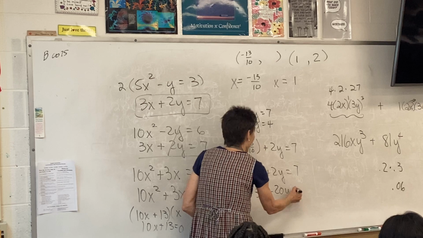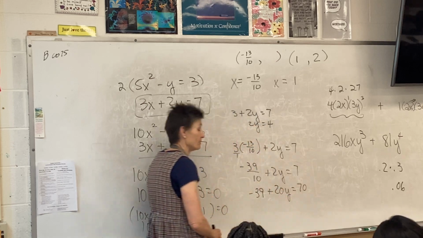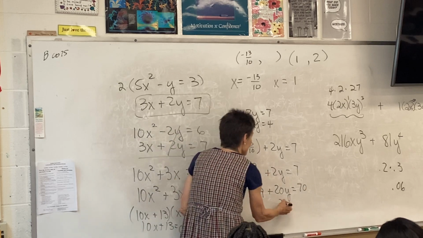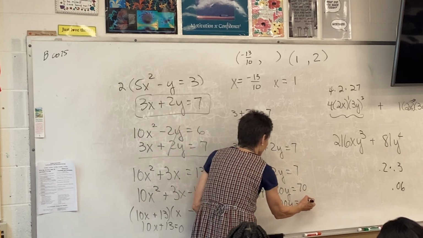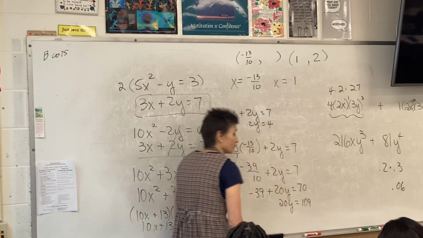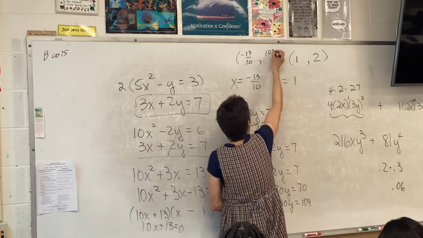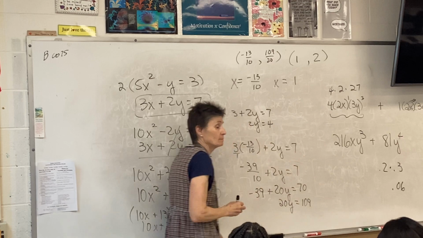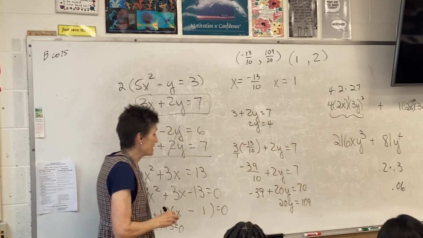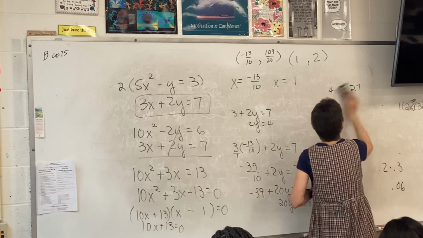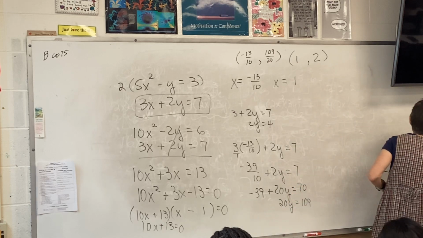You still with me? Then I add the 39, so 20y equals 109, and y equals 109 over 20. Now, I know that's a hideous answer, but the math wasn't bad. You can do that. Just don't panic.